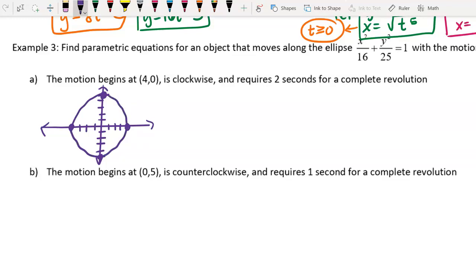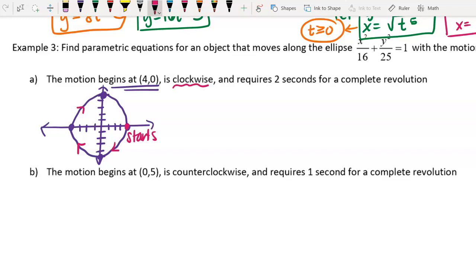Okay. Part A says, this motion begins at 4, 0. So is that Billy to the top, to the bottom, to the right, or to the left? To the right. Perfect. It starts here. And it goes which direction, Braden? Clockwise or counterclockwise? Clockwise. So that to the right or to the left? Right. Up or down, I guess? Down. Down, yes. Okay, so like that. And it takes 2 full seconds, y'all, to finish.